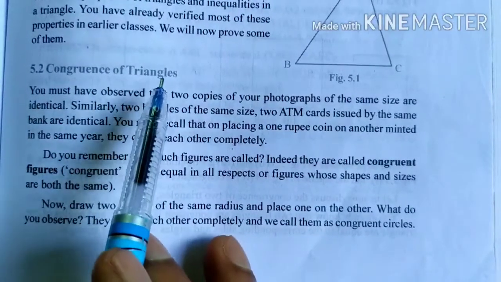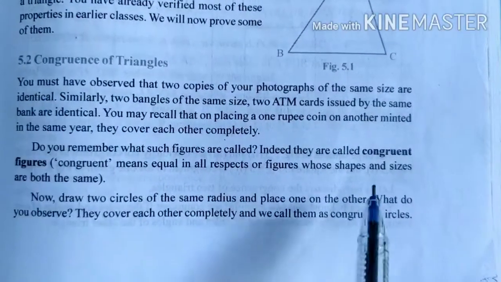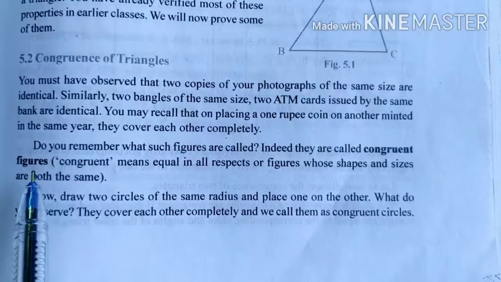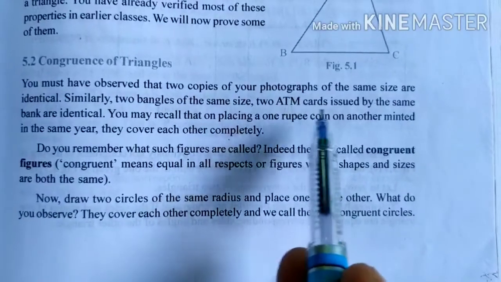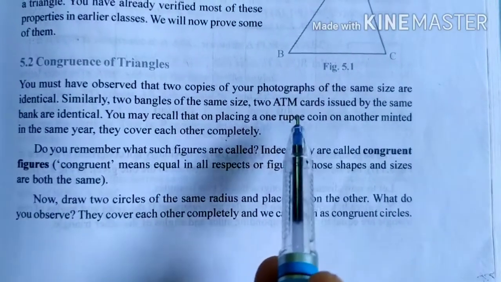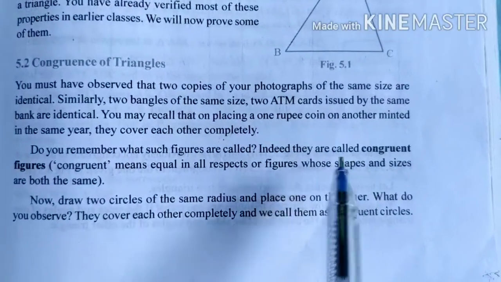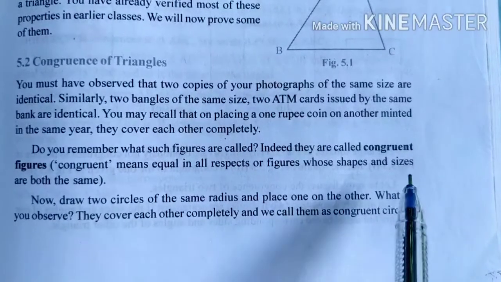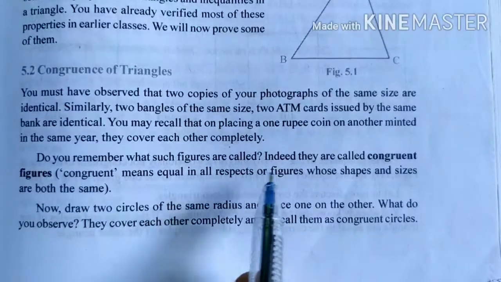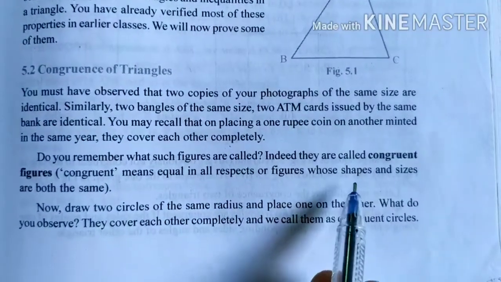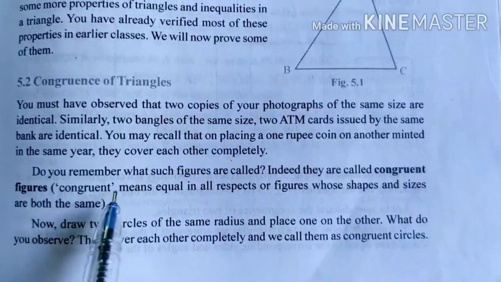Congruence of triangles means when do we say that two or three triangles are congruent. First, the word congruent figures. Examples of congruent figures are two passport size photos, two ATM cards, and two 1 rupee coins. It means shape and size are both the same. Two figures are said to be congruent if their shape and size are always the same. That is the actual meaning of congruence.